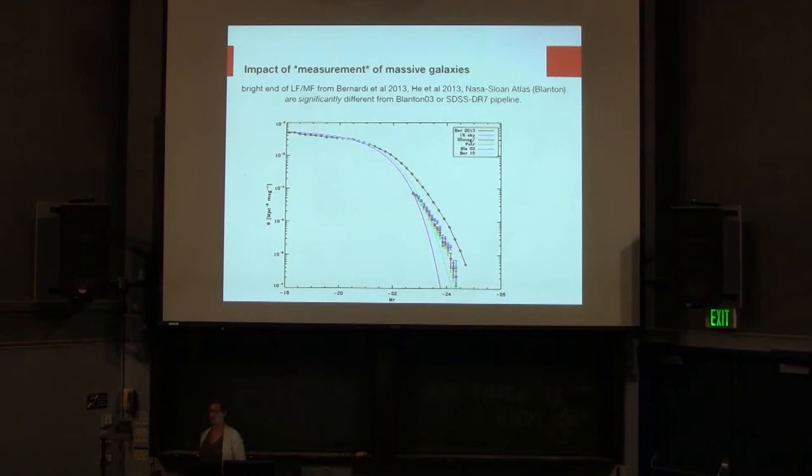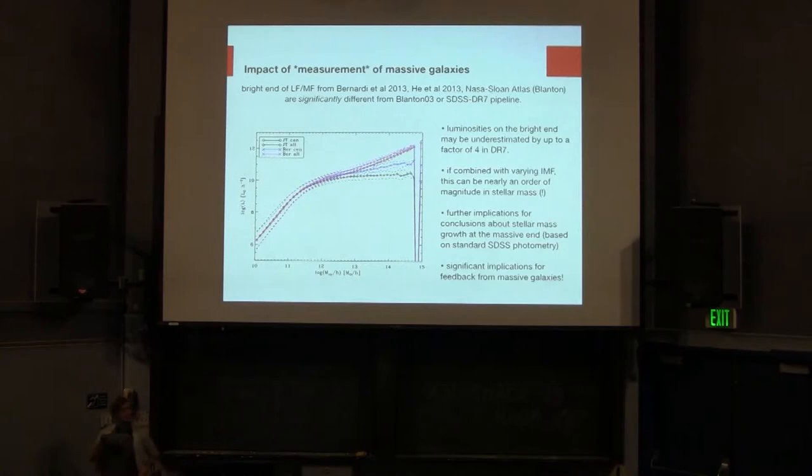So why does that matter for what I'm talking about? This black line is the relationship between the luminosity of the central galaxy and the mass of the halo that comes out if you use DR7 luminosities. Really, really flat. And this is what comes out if you use the Bernardi results. This is very interesting, right? It can be a factor of 4 compared to DR7.